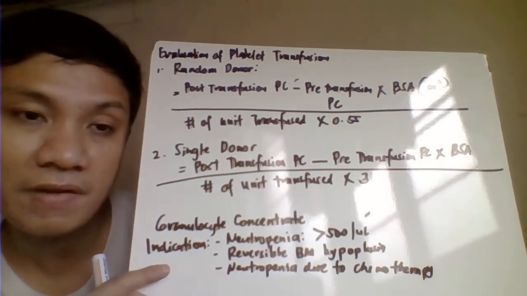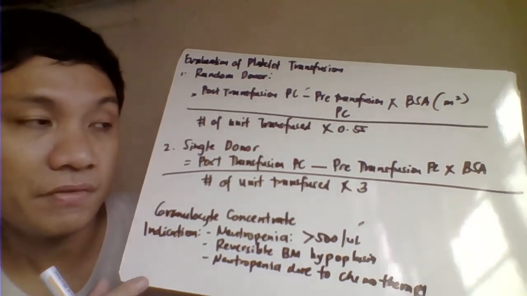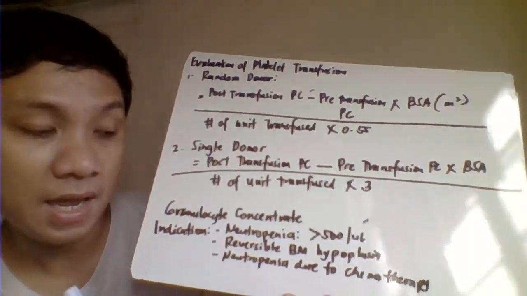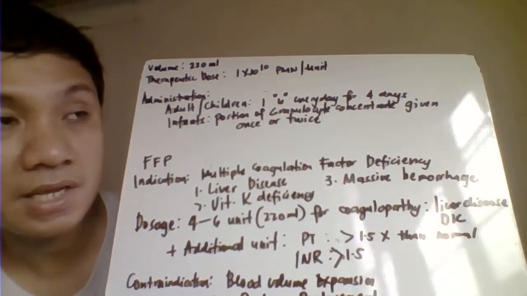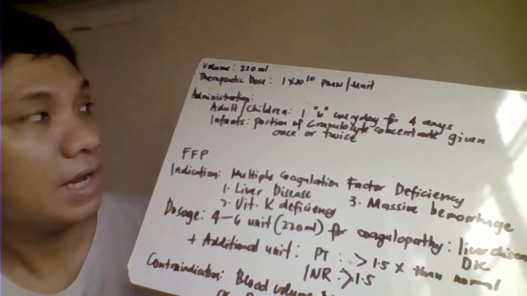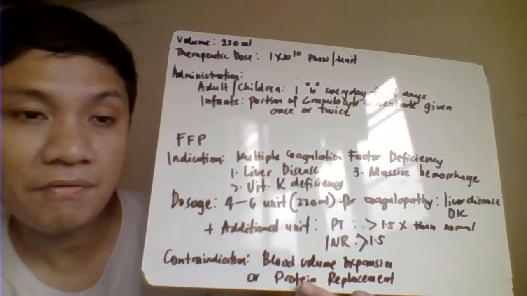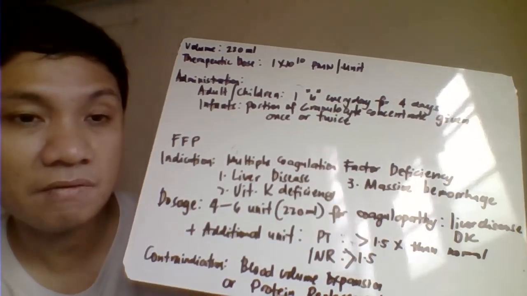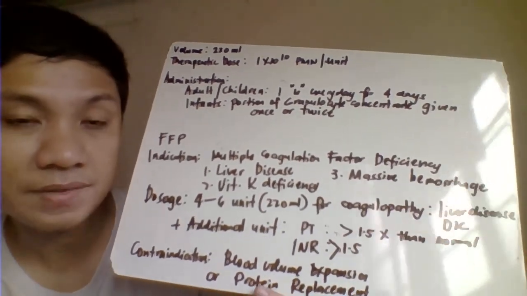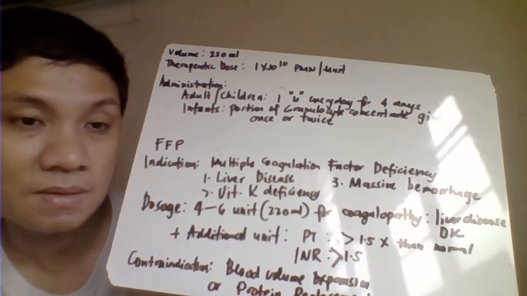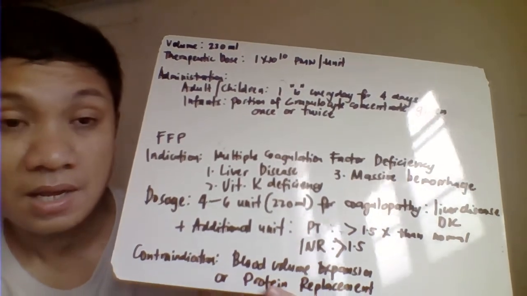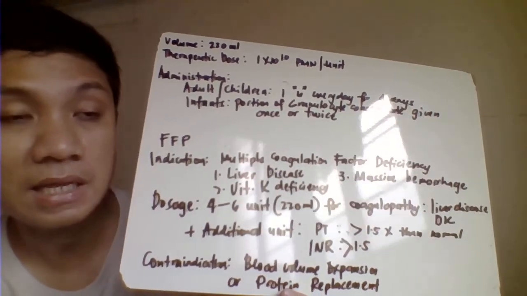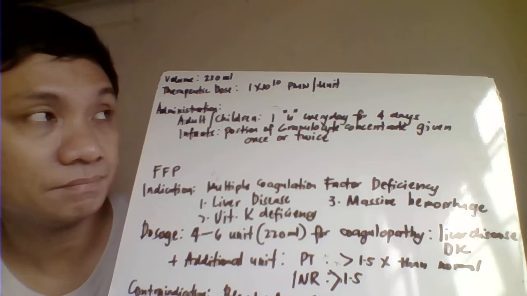Another indication is for patients having reversible bone marrow hypoplasia, and of course neutropenia related to chemotherapy. Each unit of your granulocyte concentrate contains 220 ml, and is given primarily to the adult population. For children, 1 unit is given for 4 consecutive days, so that's almost 4 units. And for infants, just give a portion of your granulocyte concentrate. Just give once or twice. That's already enough to increase the neutrophil count of the patient.